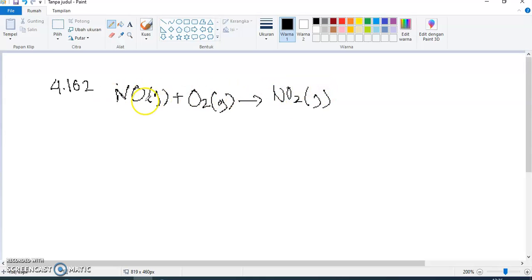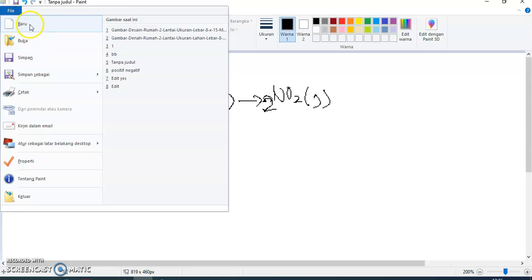N is 1, and in the product also 1, and the number of O is only 3 on the left, and we can see in the product it is 2, so it should be balanced. So put 2 here and also put 2 here. Okay, it's already balanced. Okay, that's the first question. And then the next question.